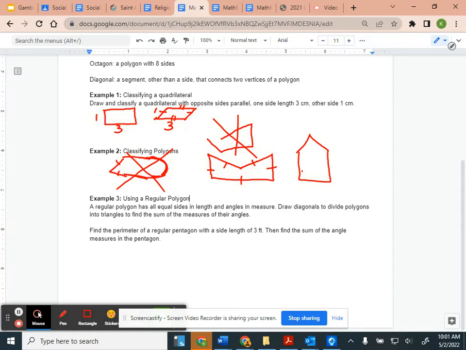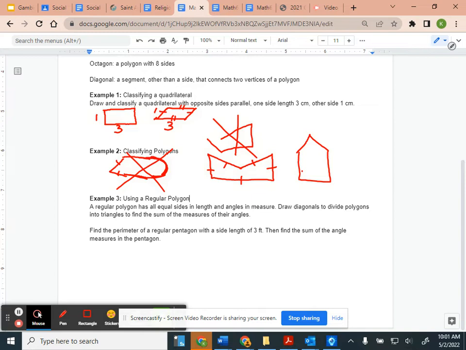You're going to use those diagonals that we talked about to divide the polygons into triangles to find the sum of the measures of their angles. Do we know how many degrees a triangle has? Anthony? 180. That's our magic number for triangles. So we want to divide our polygons into triangles because we know triangles always have 180 degrees.